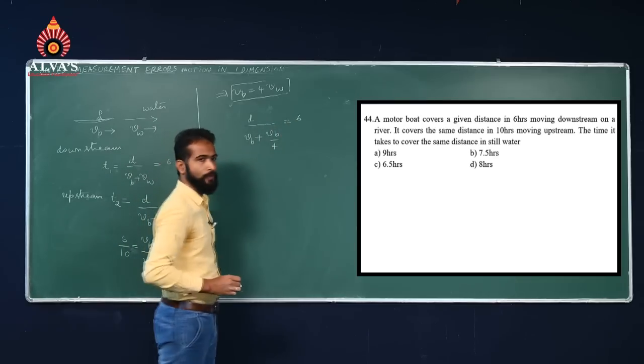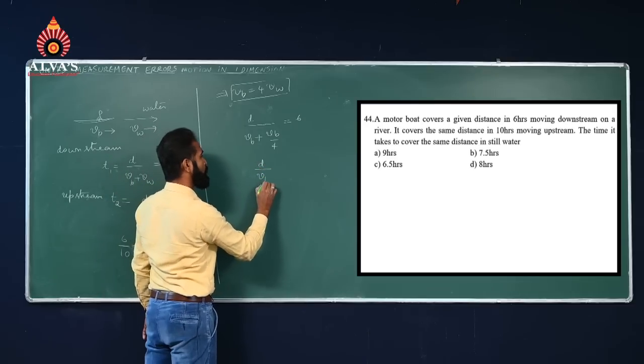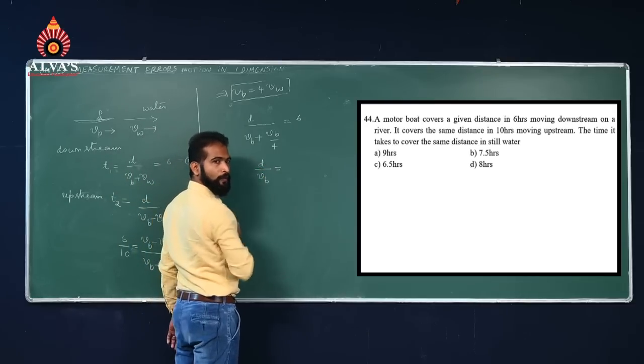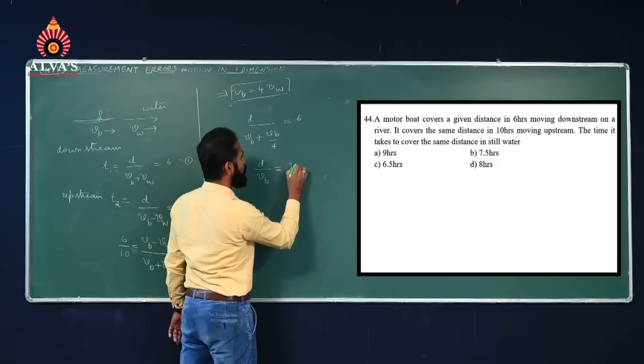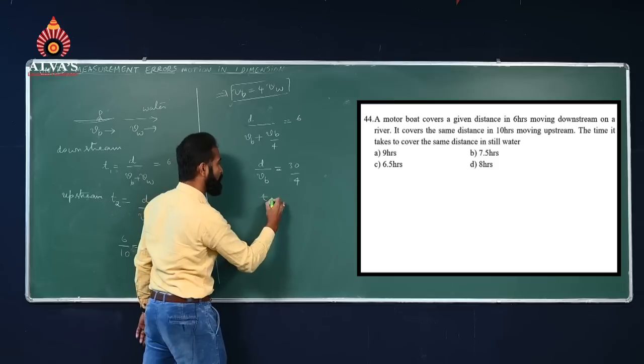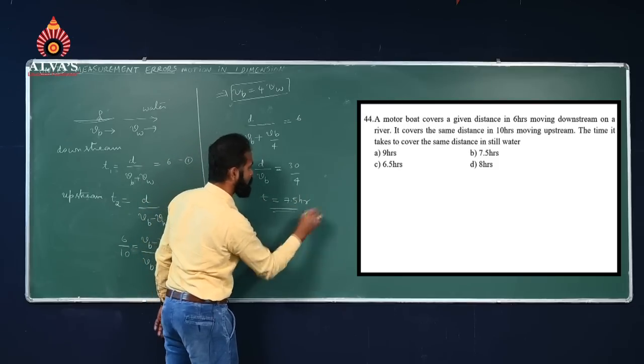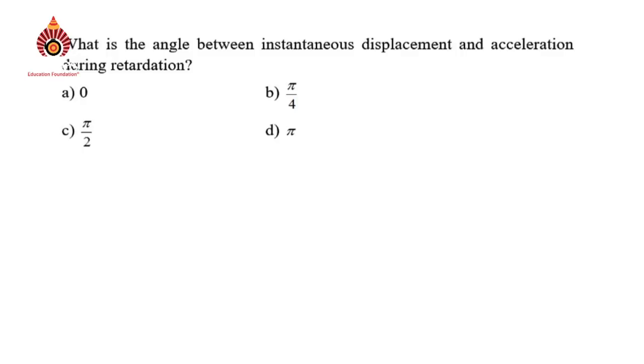That is nothing but 6. So distance divided by Vb, I am going to get 30 divided by 4. Distance by velocity is nothing but time. 30 by 4 is going to give 7.5 hours. That is option B.